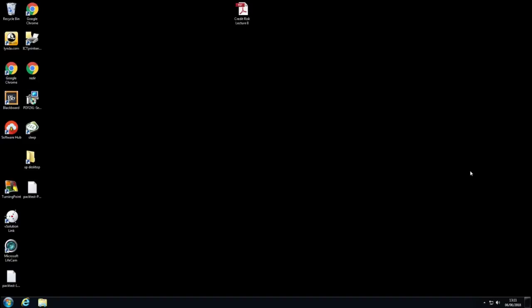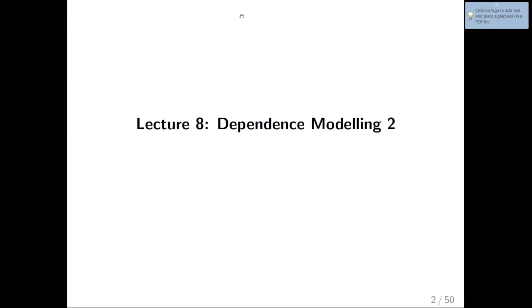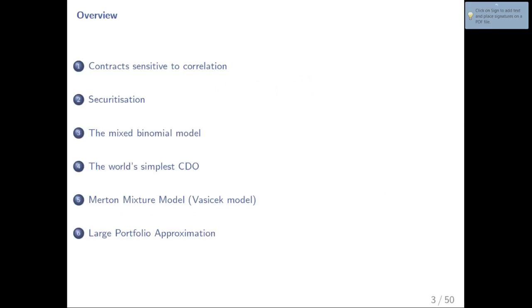So, today, we are going to study a commonly employed model in the literature. We're going to study the binomial model, which is commonly used to price CDOs, or a mixed binomial model. Okay, so here's the plan for today. Now we know about sensitivities and dependence. We're going to look at some contracts which are sensitive to correlation and dependence.